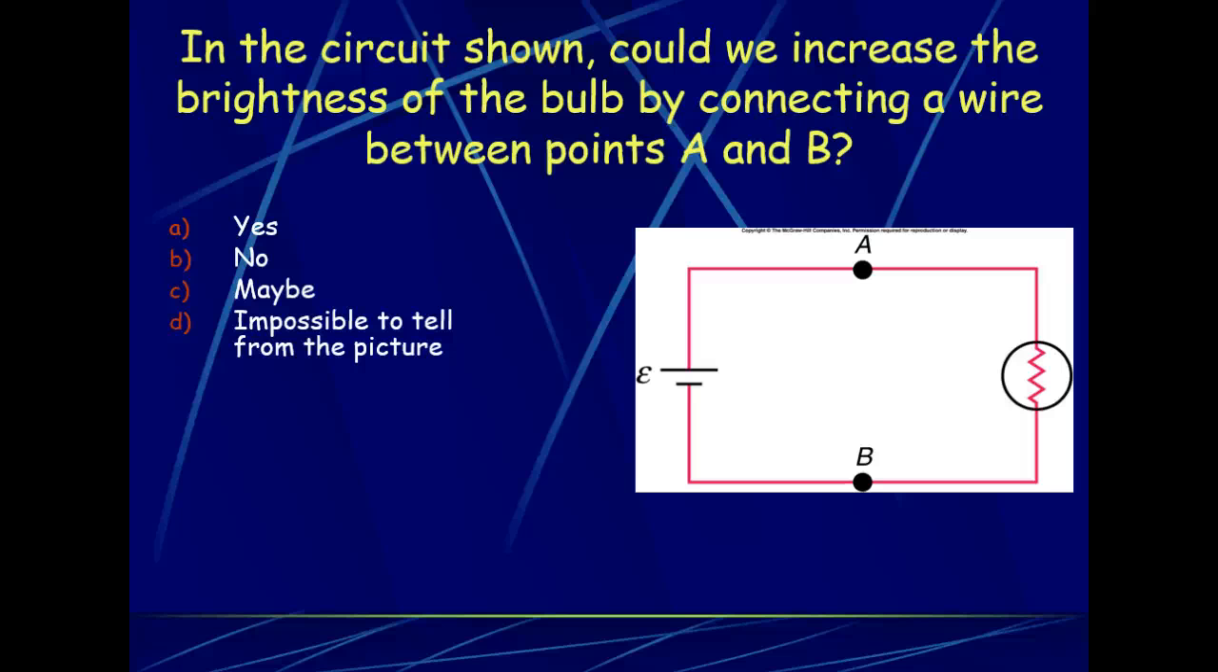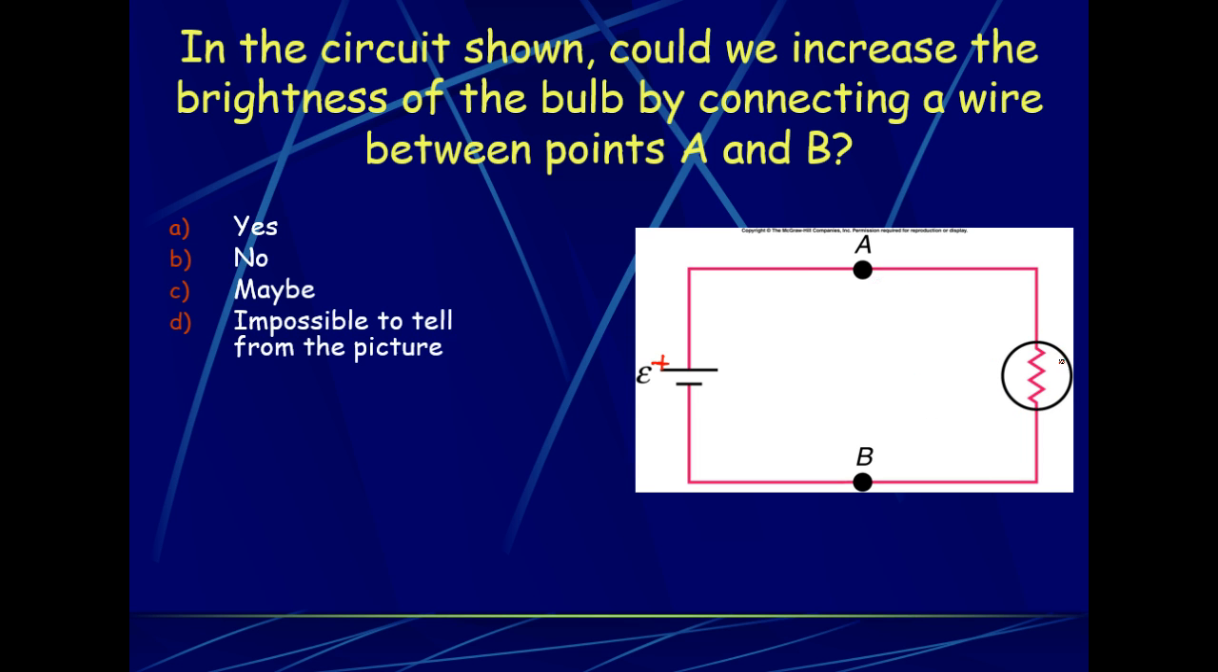So here we have an example of a circuit. Now, to give you kind of an idea of what some of these shorthand notations are, this is the symbol for a battery. The longer side is our positive side of the battery. This zigzag back and forth, that's a resistor. If we put a circle around it, this is a light bulb.